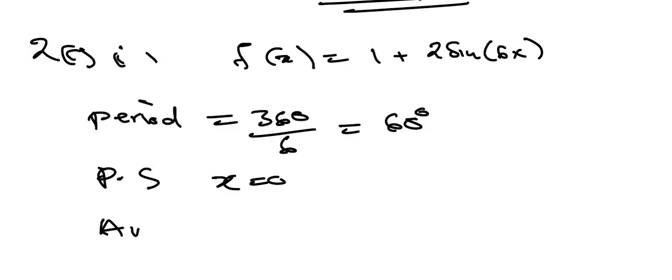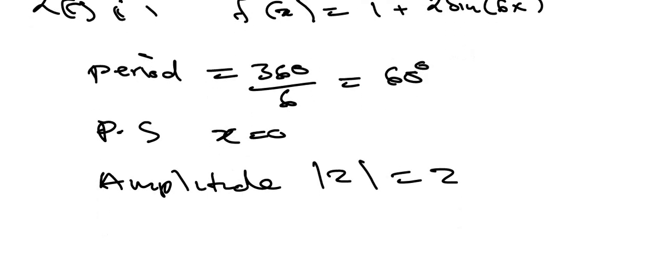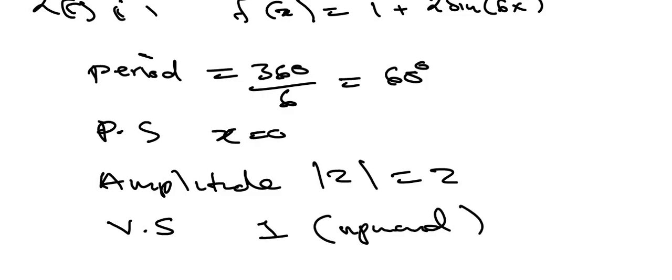Then the amplitude is going to be modulus of 2, which is just a 2. And we have a vertical shift which is just 1 unit upward. So that's what you have. This gives you a total of 4 marks just by stating this. Then they want you to sketch this now. When you're done, you're supposed to sketch.